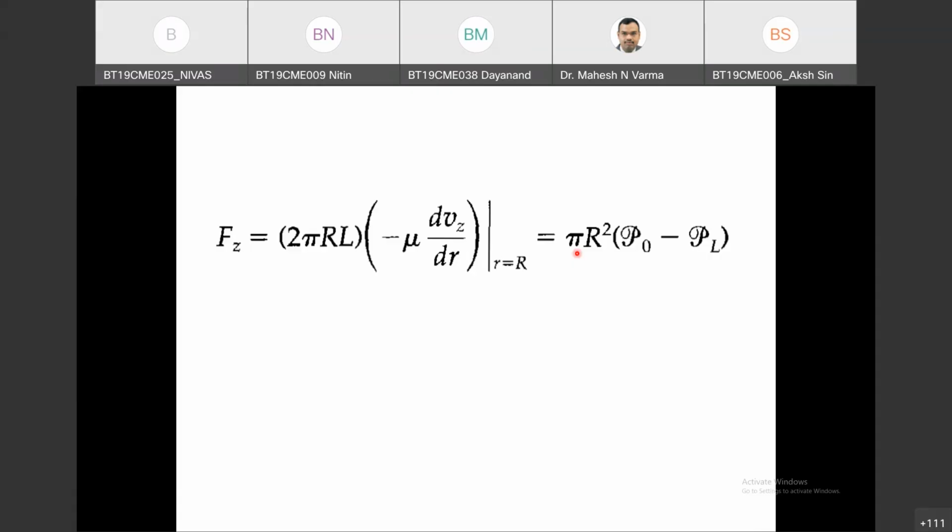So are you getting this equation? You can just comment in the chat box.